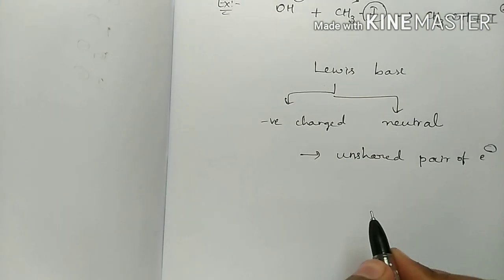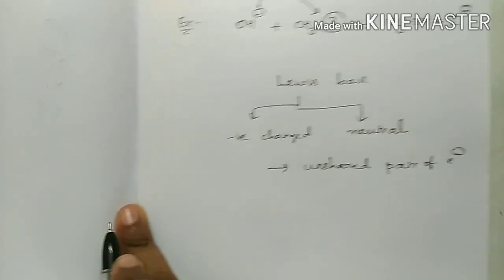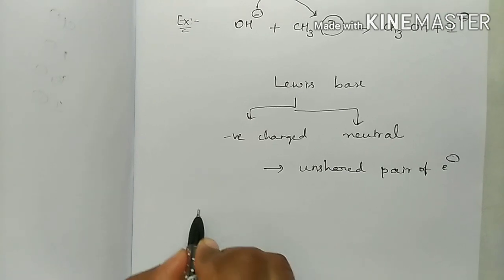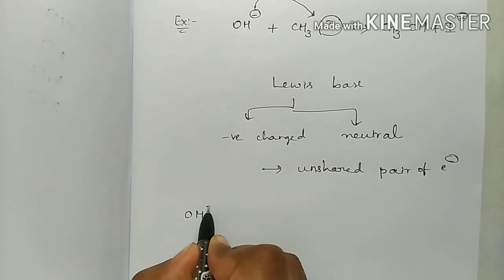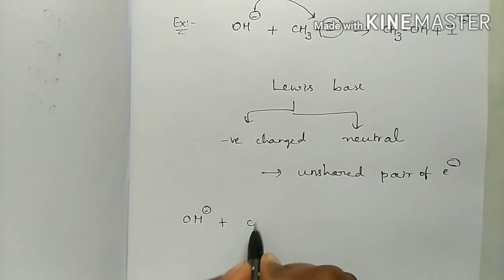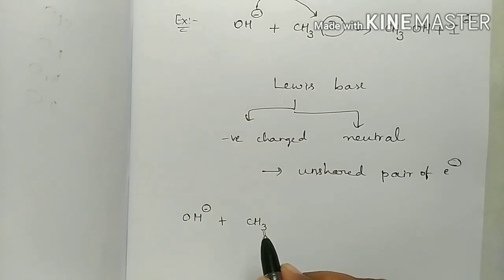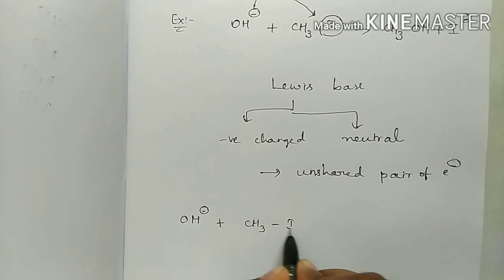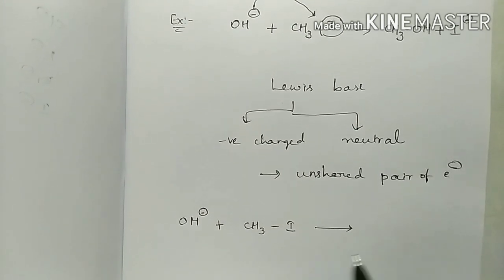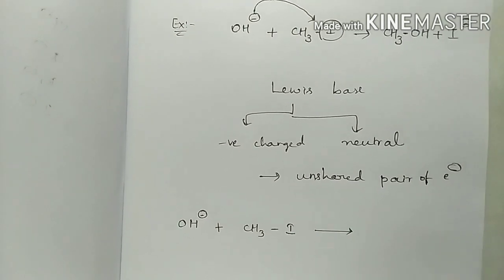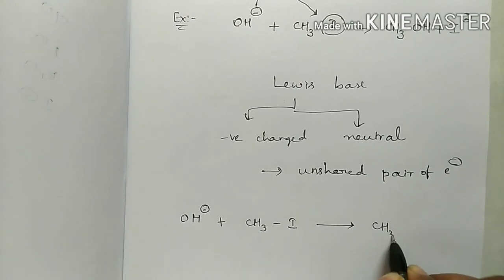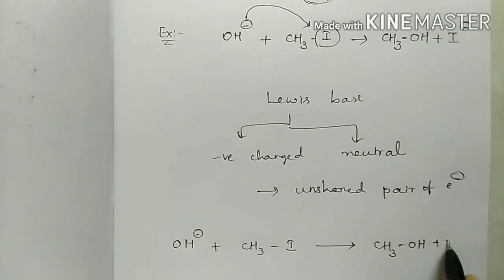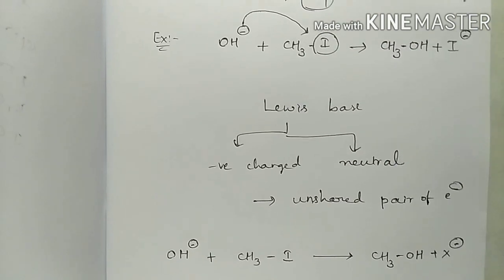So let us see what happens if our nucleophile is negatively charged. If a nucleophile is negatively charged, like the hydroxide ion, it results directly in a neutral product. For example, let us take the same example again. When the hydroxide ion reacts with methyl iodide, it directly gives methyl alcohol. That is, it directly gives a neutral product.